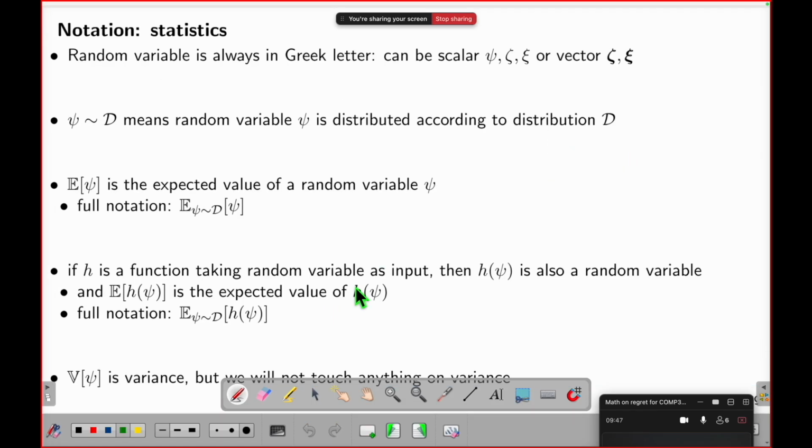And then now another thing, we have statistics because we have random stuff. So what are the random stuff? You have random vector or random scalar. And then we will have distribution d.